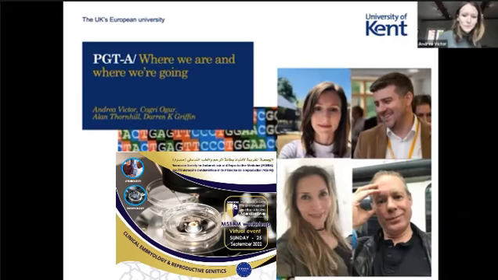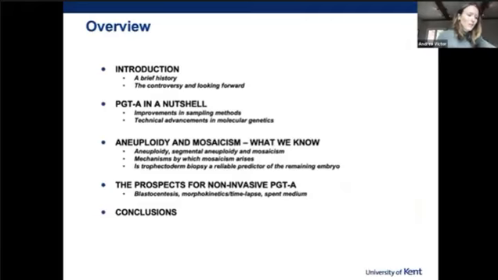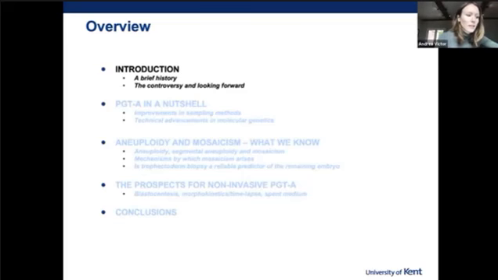So what I'm going to try to do is just walk you through the chapter that we wrote in a very, very abbreviated way, starting off with just a brief history, then an overview of PGT-A, where we are today, a little bit on aneuploidy and mosaicism, and then I'll gloss over prospects of non-invasive PGT-A. So just jumping right into it.